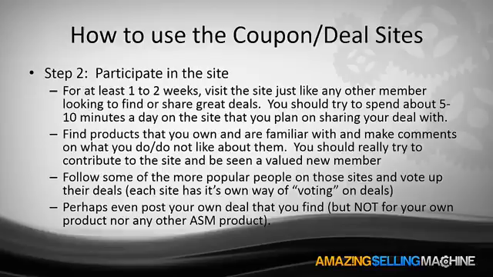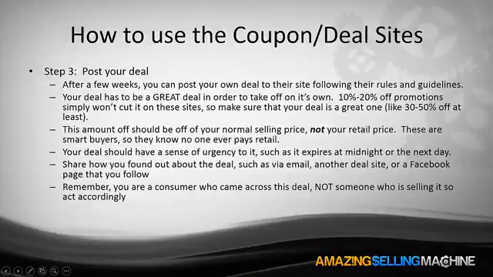I'd find something outside of Amazon, such as on Sears or Target, something like that, because later on when you are posting your deal going straight to Amazon, you just don't want to have a pattern of only posting deals to Amazon. So finally, the third step is actually when you're ready to post your deal. So after a few weeks, you can go ahead and post your deal to the site following their rules and guidelines for doing so.